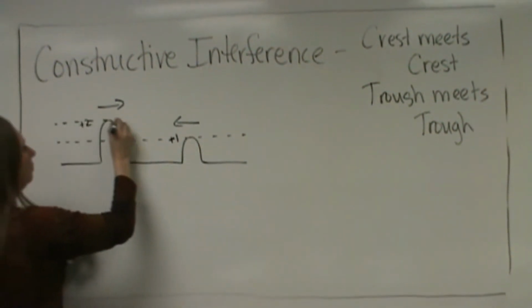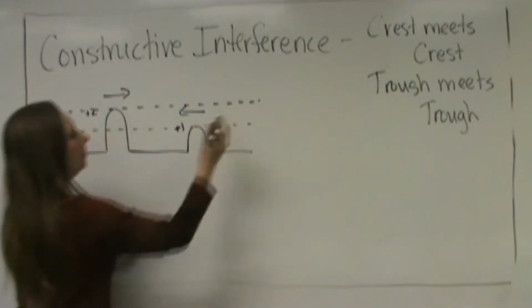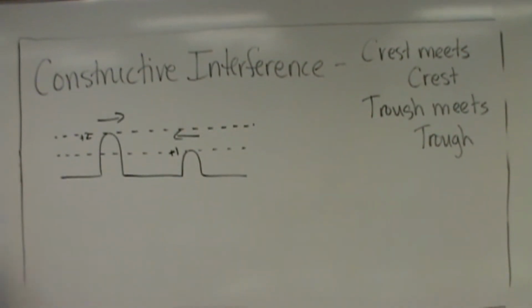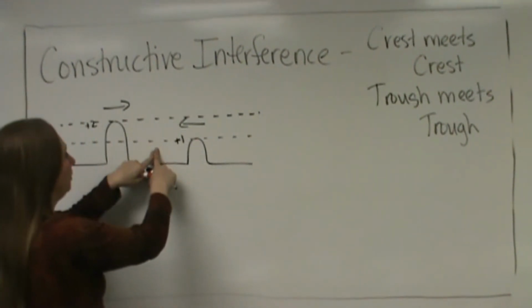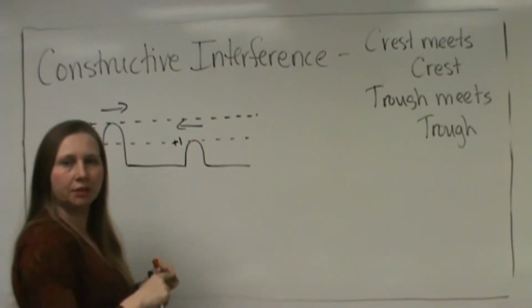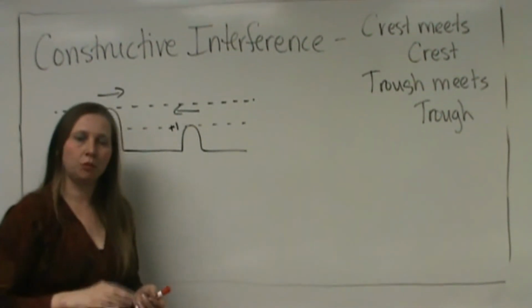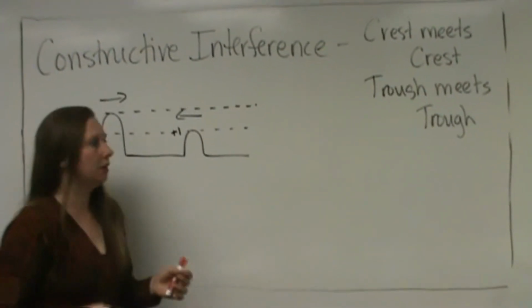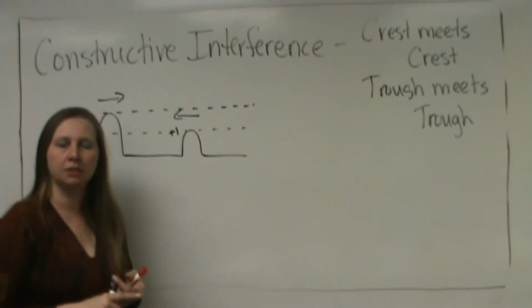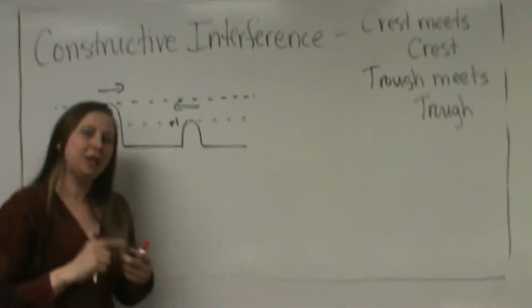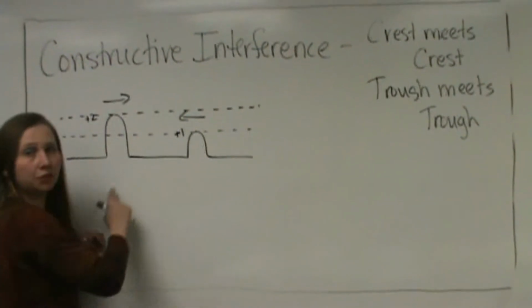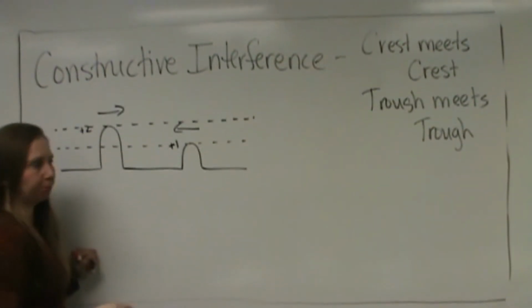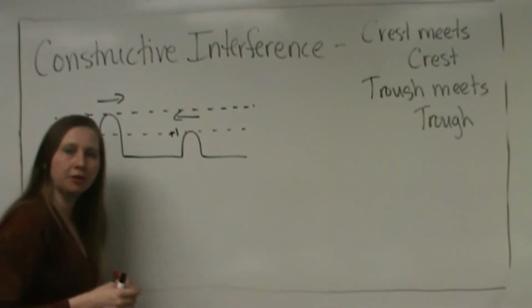And when they meet, when two pulses or two waves are in the same place at the same time, they interfere with each other. If they're both crests or both troughs, that interference will be constructive. In other words, they'll work together and their amplitude will increase. So let's see what these two look like when they come together.